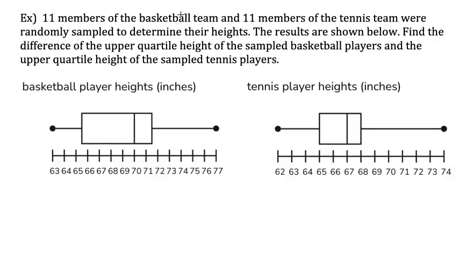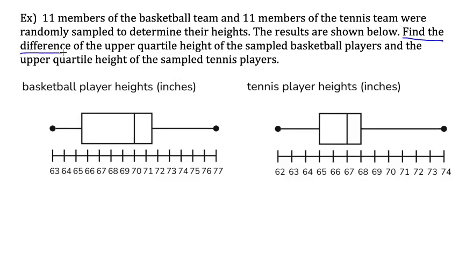All right, here's one last example with a question that we'll need to get some numbers off of these box plots. So 11 members of the basketball team and 11 members of the tennis team were randomly sampled to determine their heights. The results are shown below. Find the difference of the upper quartile height of the sampled basketball players and the upper quartile height of the sampled tennis players. All right, so here's what we're looking for.